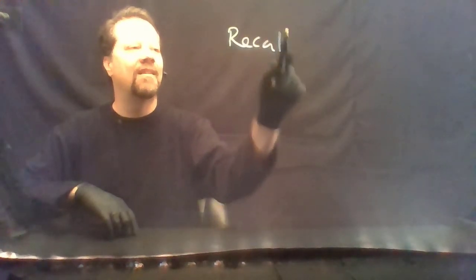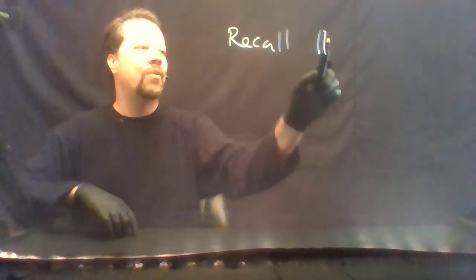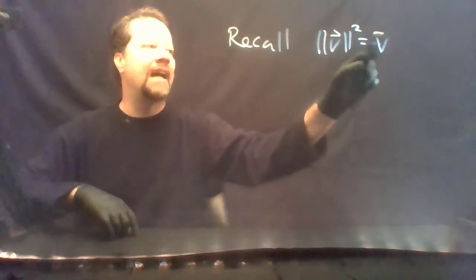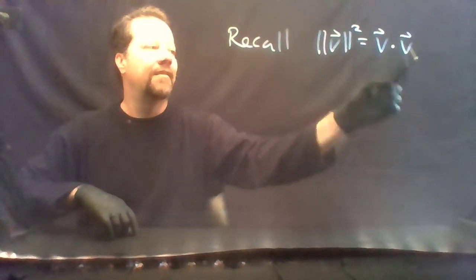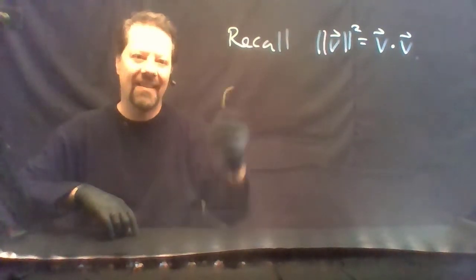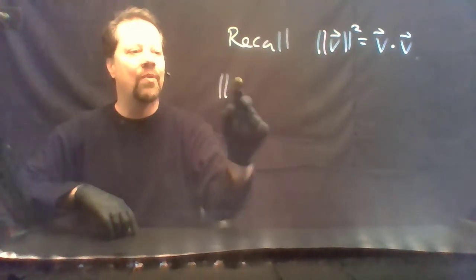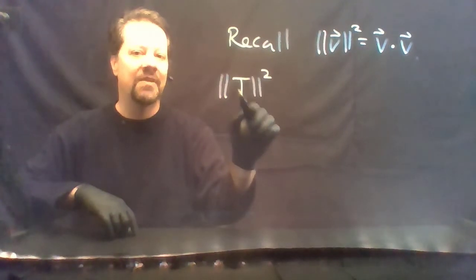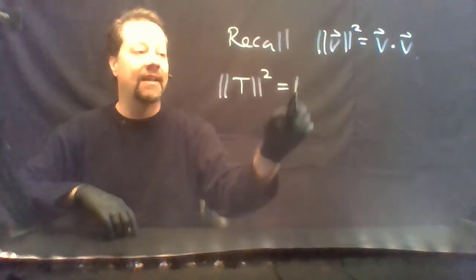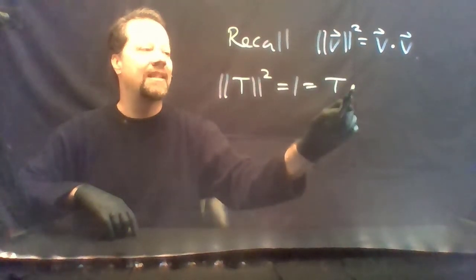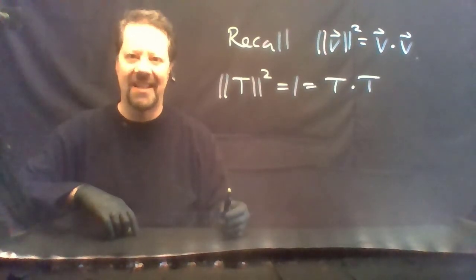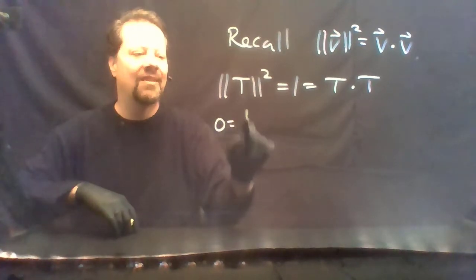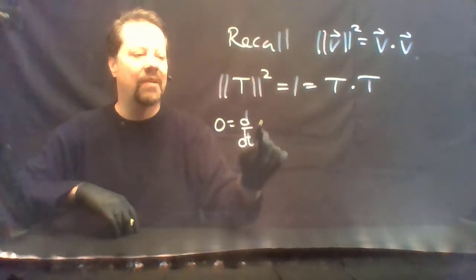Recall that the norm of any vector squared is the dot product of the vector with itself. In particular, if I look at the norm squared of the unit tangent vector, I get 1, but that's also T dotted with T. What I'm going to do is take the derivative on both sides with respect to the parameter t.